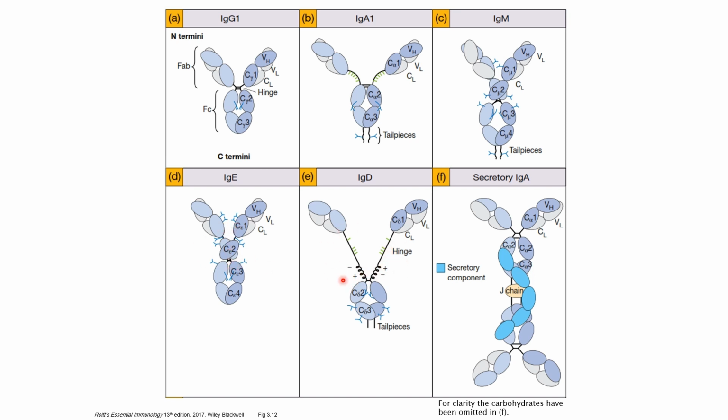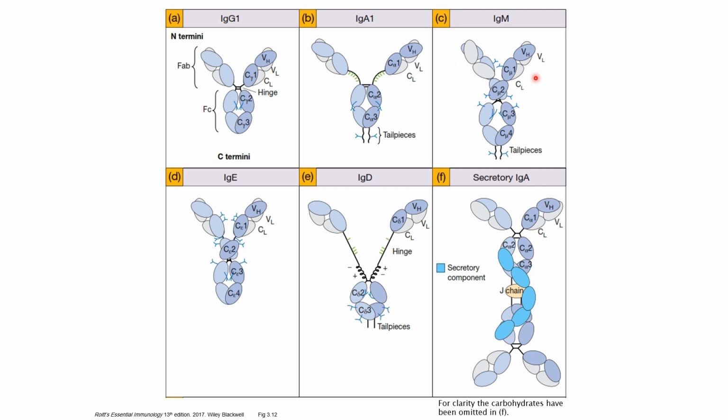IgD has a huge hinge region with some distinct regions of positive and negative charge on the amino acids, forming some loops here. Also a tailpiece like IgA. Remember, IgA can be secretory, and that means there's this secretory component in light blue. Actually, what holds these two dimeric forms together is this J chain, which is an extra chain. And in order to be secreted as a mucosal antibody, it needs to have this secretory component also present.